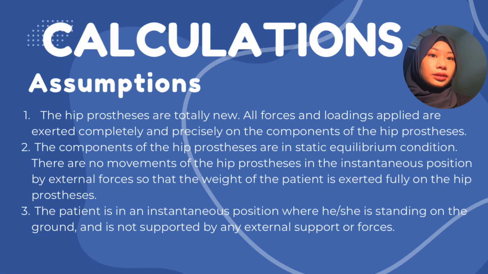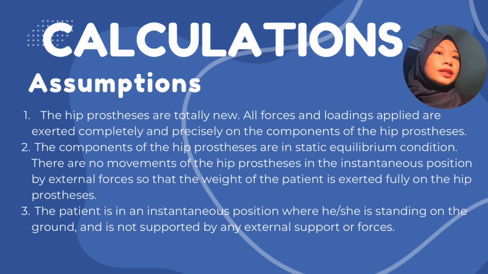Next is the calculation. Before the calculations were done, there were a few assumptions that were made. Firstly, the hip prostheses are totally new and all forces and loadings applied are exerted completely and precisely on the components of the hip prosthesis. The components of the hip prosthesis are in static equilibrium. There is no movement of the hip prosthesis in the instantaneous position by external forces, so that the weight of the patient is exerted fully on the hip prosthesis itself.